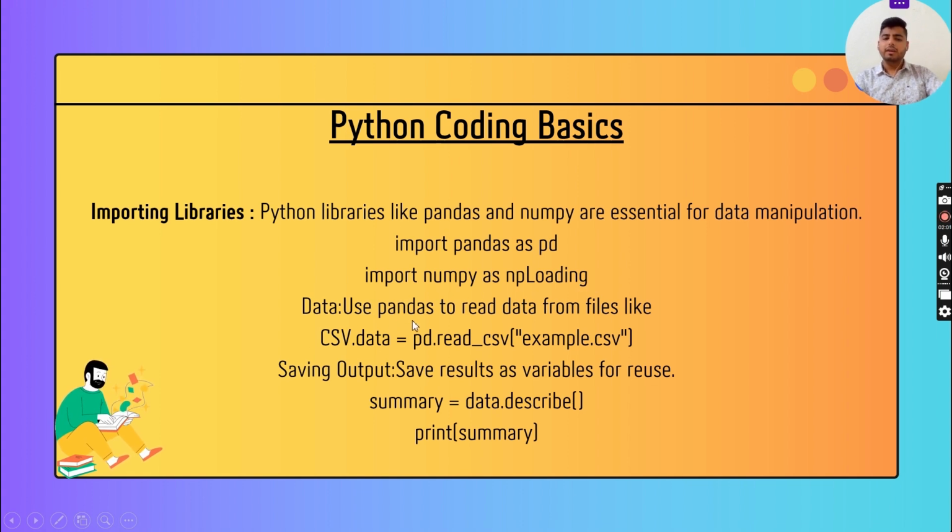Loading data. Pandas is used to read data from files like csv: data = pd.read_csv('example.csv'). And saving output: save results as a variable for reuse. It saves the results as variables for reuse. And summary = data.describe(). It is a method which is accessed by data. And print(summary), so the summary of the data will be printed.